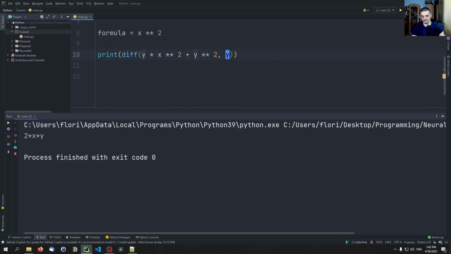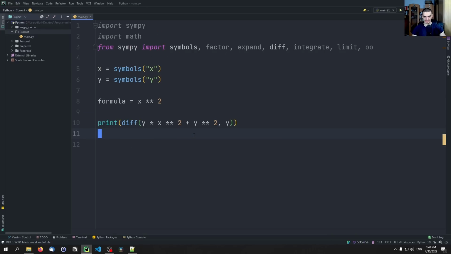We can do the same thing for y. And then you can see we get a different result here. So x squared in this case is not derived because obviously this is just a factor. So we don't turn this into 2x. This is just one number, and it doesn't really matter what number that is. This is just a factor. Right, so we can do that.